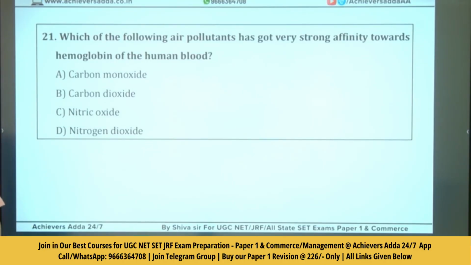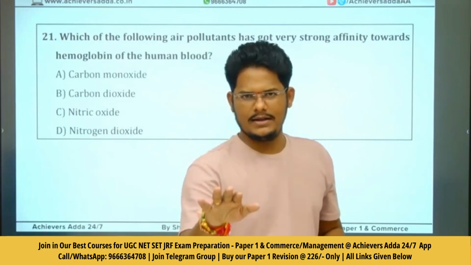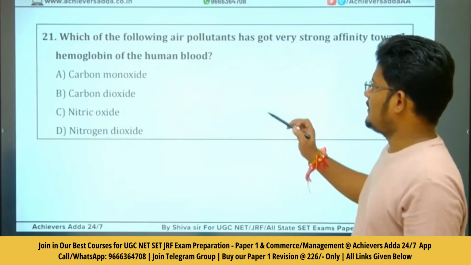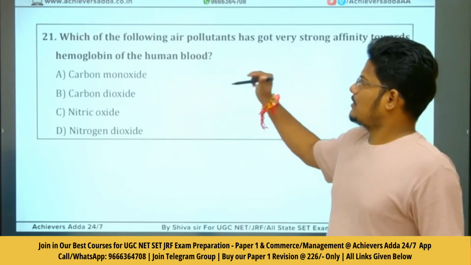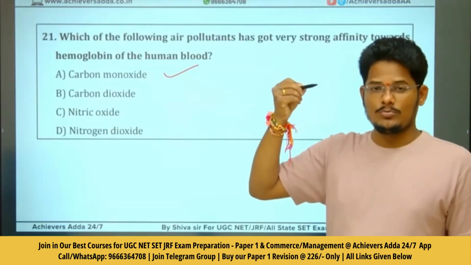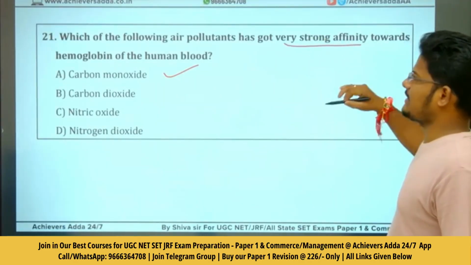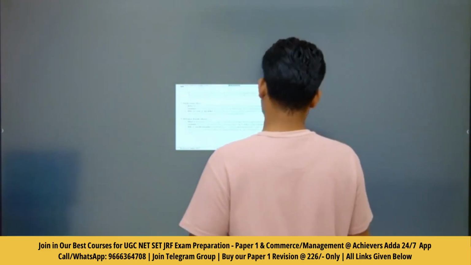Which of the following air pollutants has a very strong affinity towards hemoglobin of the human blood? Carbon monoxide is going into the body, and it combines with the hemoglobin in the blood. If it happens to a baby, this will cause blue baby syndrome. So carbon monoxide is the one which will decrease the hemoglobin levels inside the body. The pollutant with very strong affinity towards hemoglobin is carbon monoxide, which will reduce the hemoglobin.